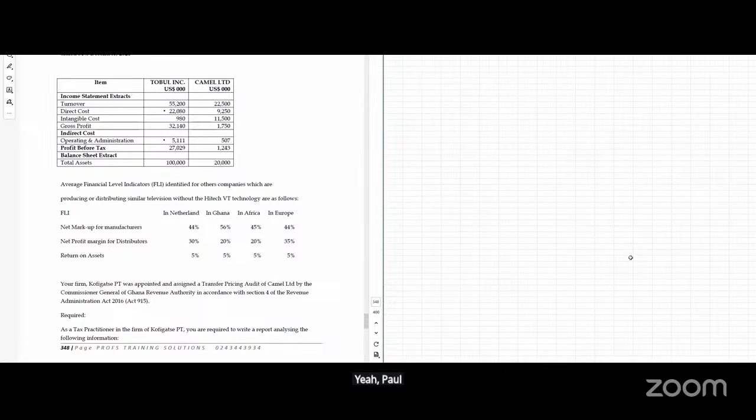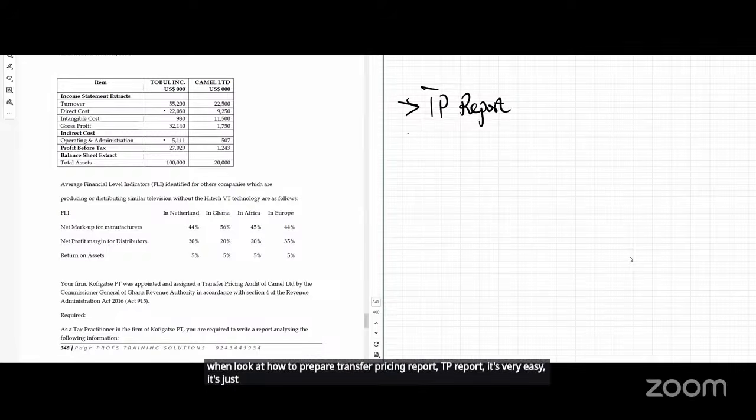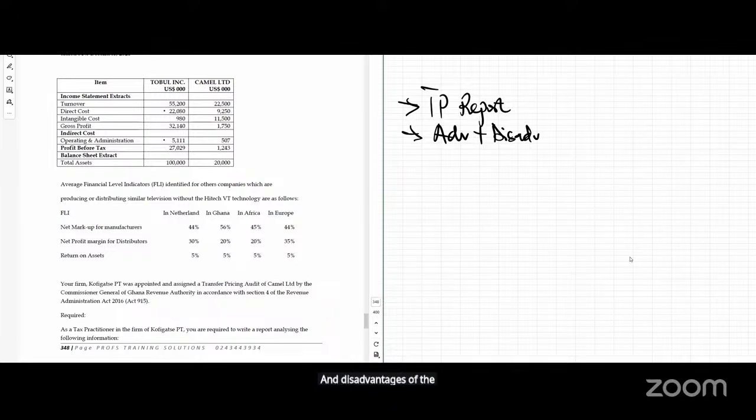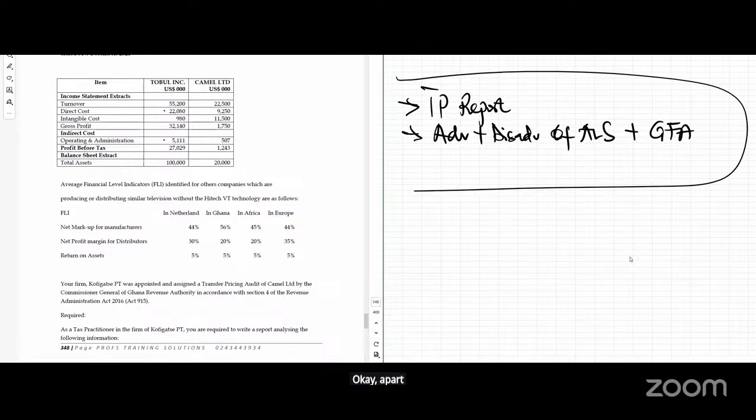Please go and look at how to prepare a transfer pricing report, TP report. It's very easy. It's just reading. Okay, and look at the advantages and disadvantages of the arm's length standard. Then look at what global formulary apportionment means. Apart from that, we have done everything in transfer pricing.